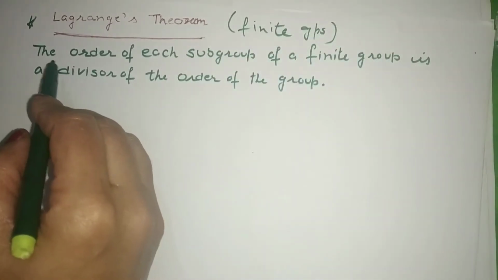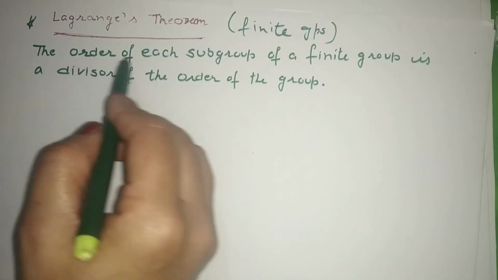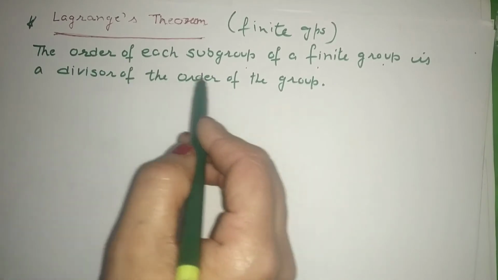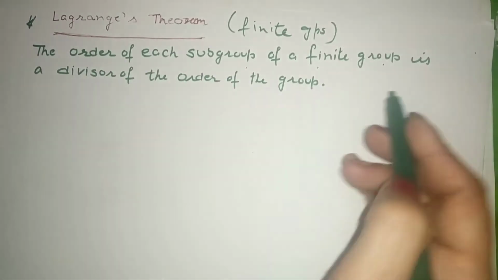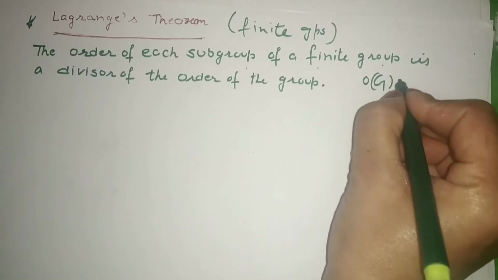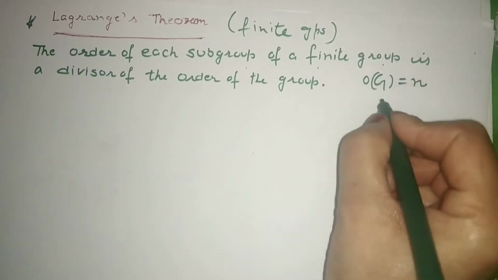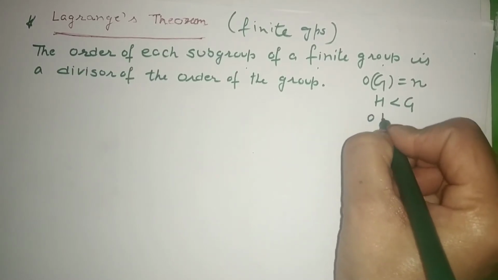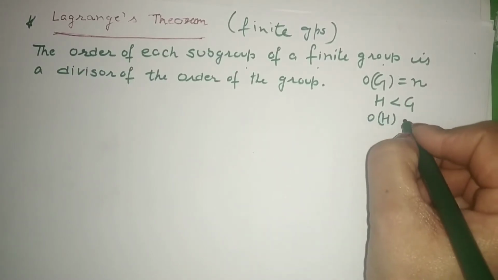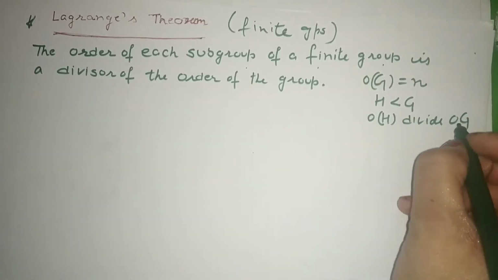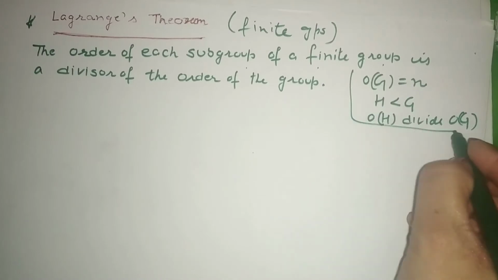Its statement is this: the order of each subgroup of a finite group is a divisor of the order of the group. That means if G is a finite group of order n, and H is a subgroup of G, then the order of H will divide the order of G. This is the theorem.